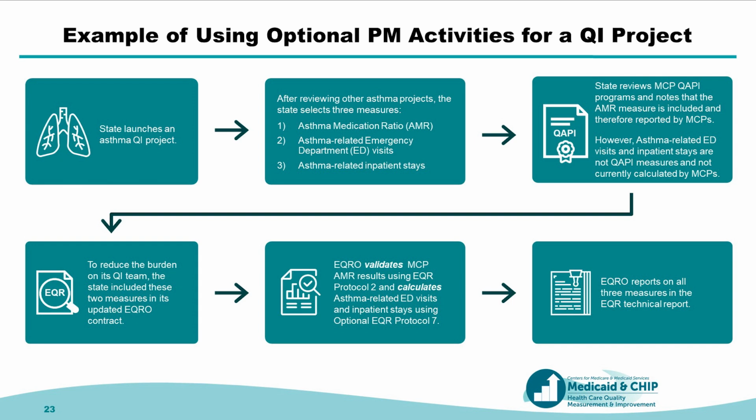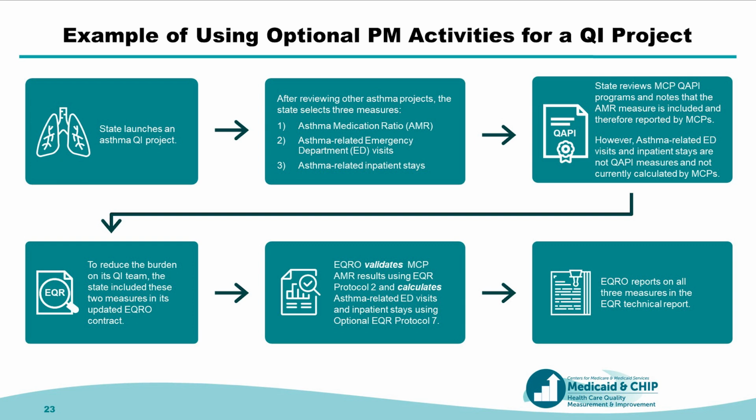The team identified 3 measures: asthma medication ratio, asthma-related emergency department or ED visits, and asthma-related inpatient stays. After developing their measurement strategy, they reviewed their managed care plan QAPI programs to identify whether any of these measures were already being reported on by plans. While one, the asthma medication ratio or AMR measure was, the other 2 measures were not, meaning they were not being calculated by the state's plans or validated by the EQRO.